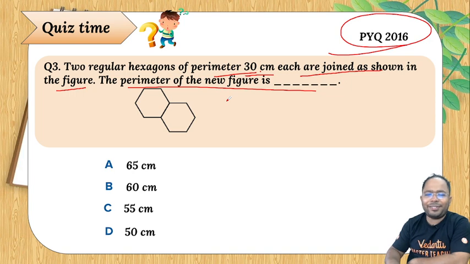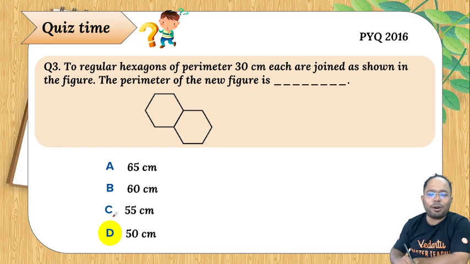Alright, so let's reveal the answer of this question also. And that's the D option. I think you might have got it correct. And a lot of students might be thinking of 55 or 60 or 65. Now, why is it so? Because we think of all the sides. No. Perimeter means the length of the boundary.